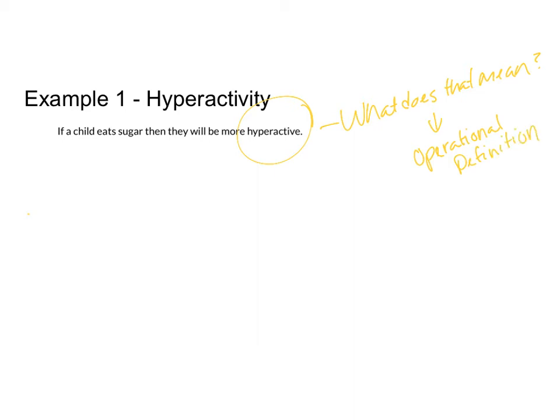So in this case, the operational definition of hyperactive might be something along the lines of the child gets out of their seat 2 or more times in a 15-minute period.